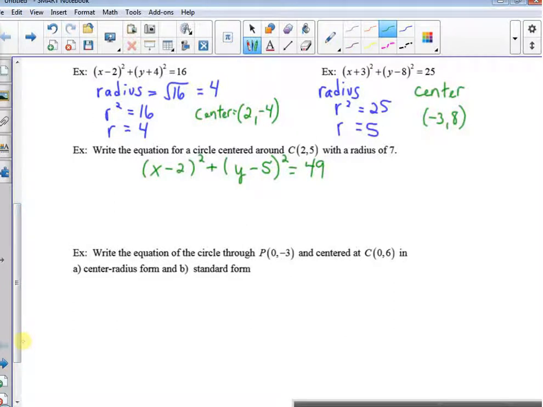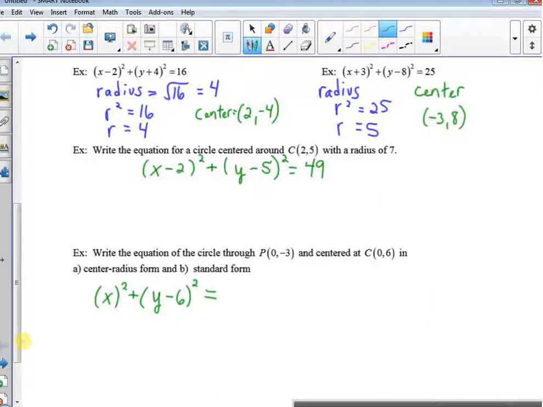Write the equation of the circle through the point (0, negative 3), centered at (0, 6). Center radius form and standard form. Okay, so centered at (0, 6) means we're going to do x squared plus y minus 6 quantity squared, and that needs to equal our radius squared.